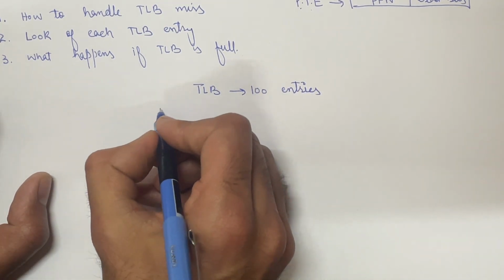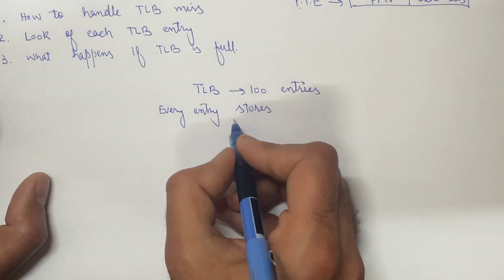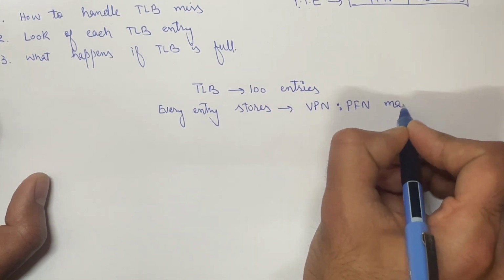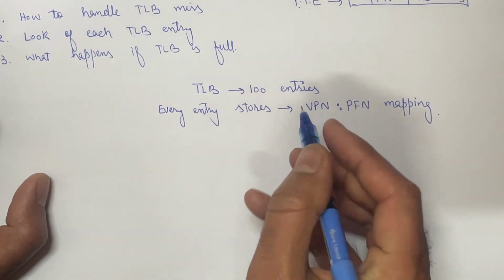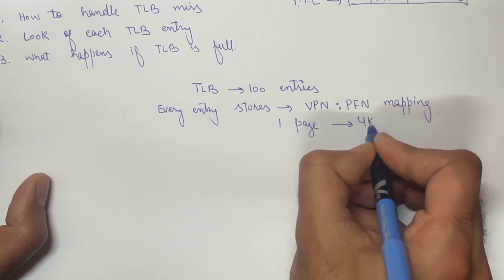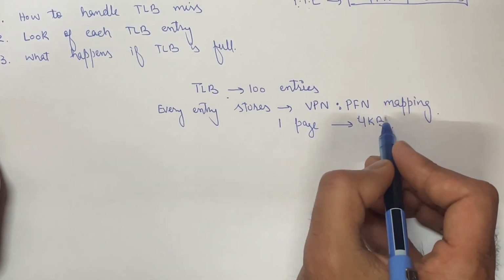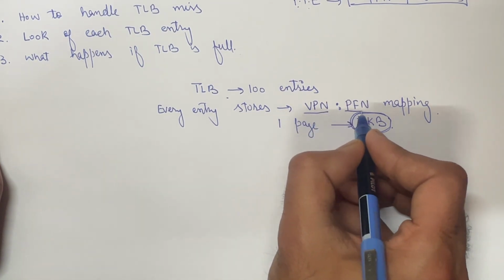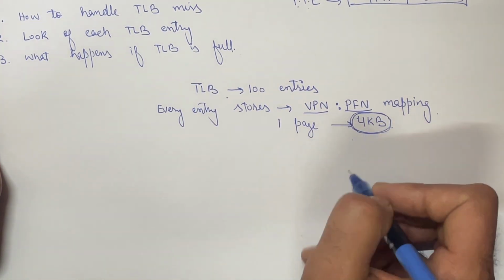We already know that every entry stores a virtual page number to physical frame number mapping. In other words, every entry stores the mapping of one page. Let's say the size of one page is 4 KB. If I have a single entry stored in the TLB, then for whatever data I am accessing in this 4 KB, I will get the virtual page number to physical frame number mapping inside the TLB. So every entry can handle 4 KB of data.